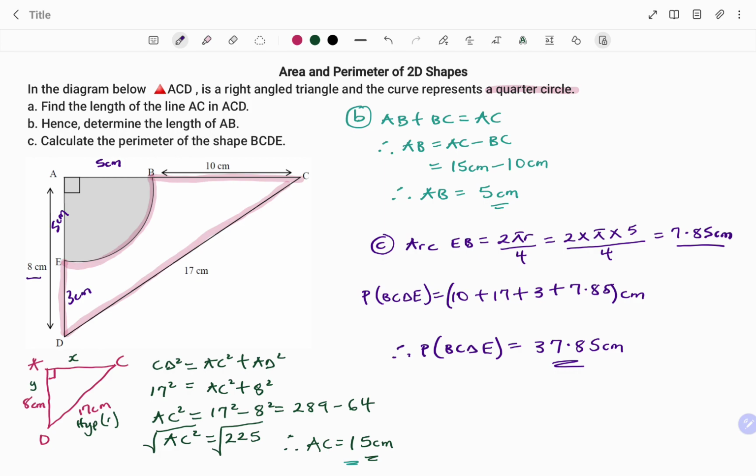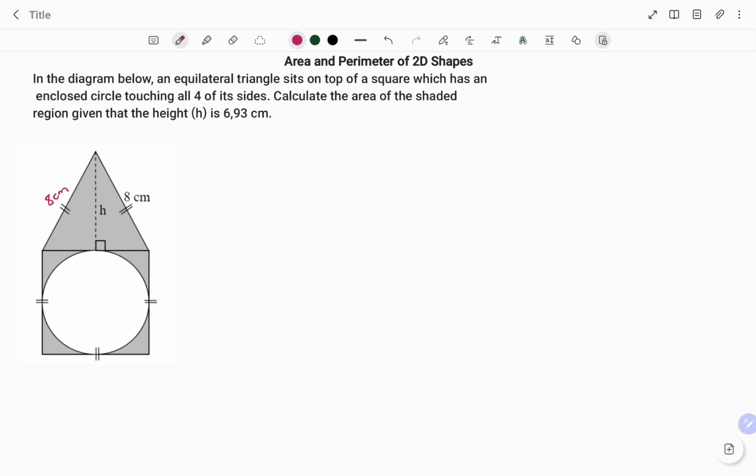Let's start by putting in the dimensions of the shape given. So it's an equilateral triangle, so all the sides are equal. So that's also 8 centimeters, and because it's sitting on a square, all the sides of the square are also equal to the equilateral triangle. So I have this as 8 centimeters, I have this as 8 centimeters, and 8 centimeters. We have to find the area of the shaded region, but because this is a composite shape, I'm going to divide that into 2. So I have the first shape at the top, which is a triangle, and then I have the shaded region below.